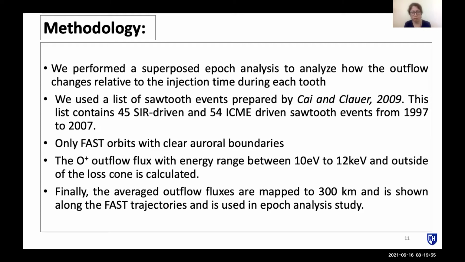Then we calculated oxygen outflow flux in the energy range of 10 electron volt to 12 kilo electron volt and outside the loss cone angle. We averaged this oxygen outflow flux and mapped it over a 300 kilometer altitude. I showed this data along the FAST trajectories and used it in my epoch analysis study.